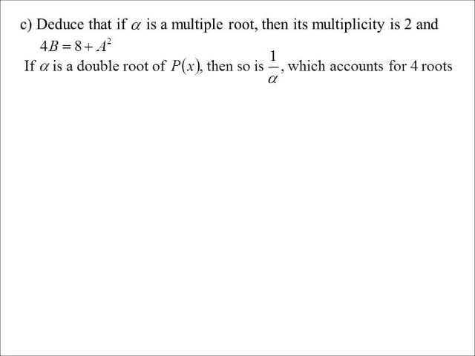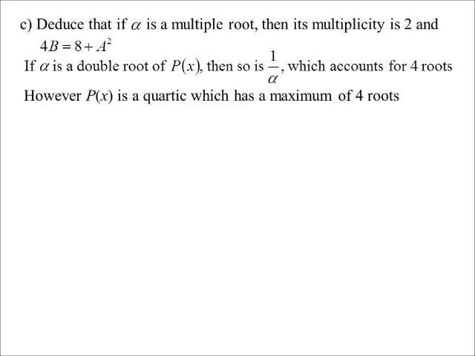Right? Because we just proved before that if alpha is a root, 1 on alpha is a root. So if I've now got 2 roots and they're both alpha, then I must have another 2 roots that are 1 on alpha. So that's 4 of the roots. But we're dealing with a quartic. So we know there can be no more than 4 roots. So that's all of them. The roots are alpha, alpha, 1 on alpha, and 1 on alpha. So that is the first part of our question.